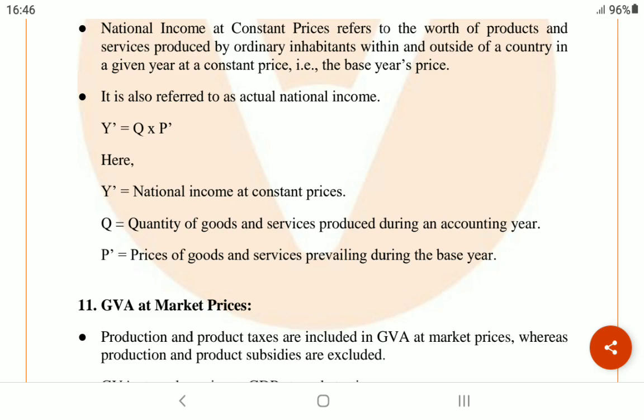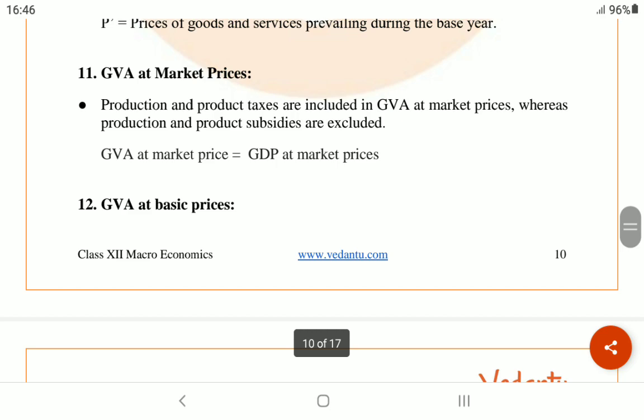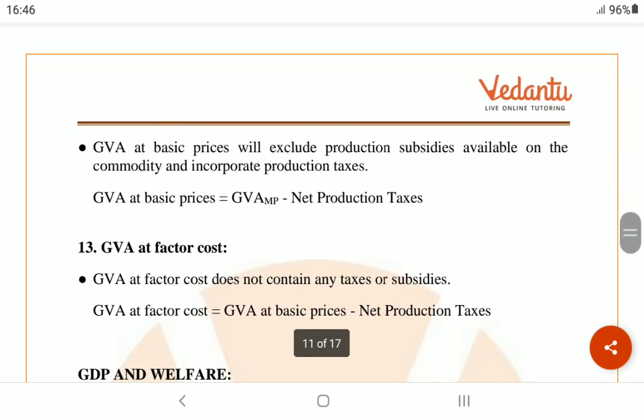Next is GVA at market prices. Production and product taxes are included in GVA at market prices, whereas production and product subsidies are excluded. Therefore GVA at market price is equal to GDP at market price. The 12th one is GVA at basic price. It excludes production subsidies available on the commodities and incorporates production taxes. GVA at basic prices is equal to GVAMP minus net production taxes. This is the formula.